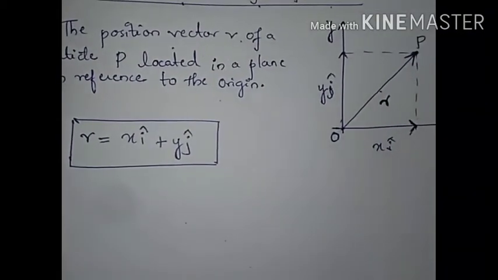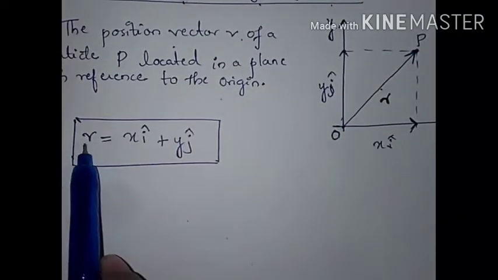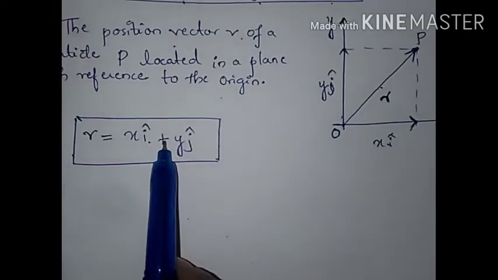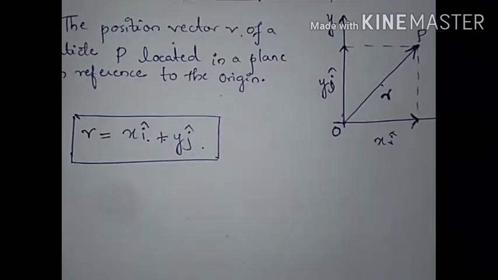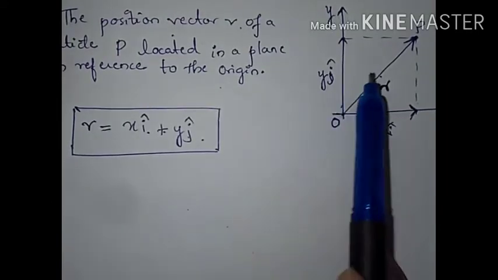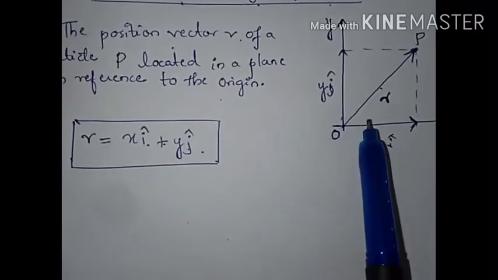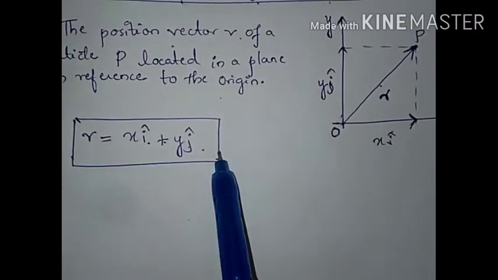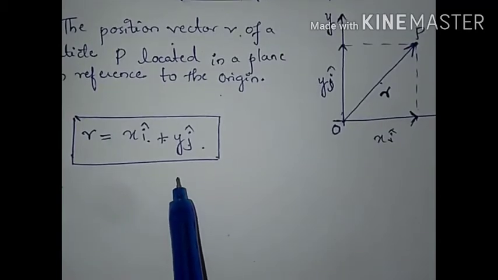So if suppose this particle is in space, then what will you write? So r will be equals to x i cap plus y j cap plus z k cap. So that is the difference. If you take the motion of a particle in a plane, then you will get only two terms. If you take the motion of a particle in space, then you get three terms. So this is the position vector r.